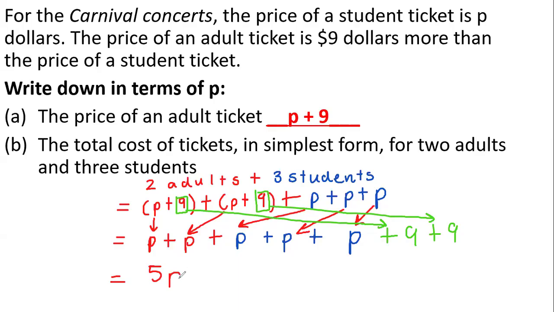Very good. Plus what? 18. Where did you get the 18 from? 9 plus 9. Very good. So it's going to be 18. So the answer is 5P plus 18. All right, how many persons got that? Let me know if you got that. I did. I got that. Very good. So it's 5P plus 18.